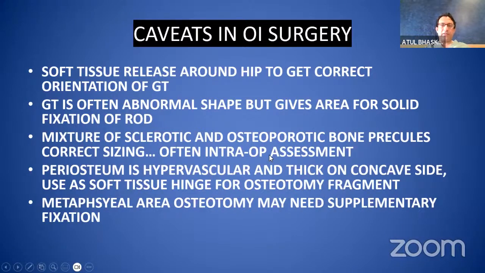Other thing, the periosteum is hypervascular and it is thick on the concave side, and this can be used as a hinge for the osteotomy fragments. And this, I think, is the most important step. Don't try and denude the periosteum completely. Although we've been doing that in the classical Sofield-Millar procedure, and I'll show some X-rays where, as long as the soft tissue envelope is intact, the bone heals very well. Again, in metaphyseal osteotomy areas, especially the distal femur, you may need to do a supplemental fixation to prevent malrotation.